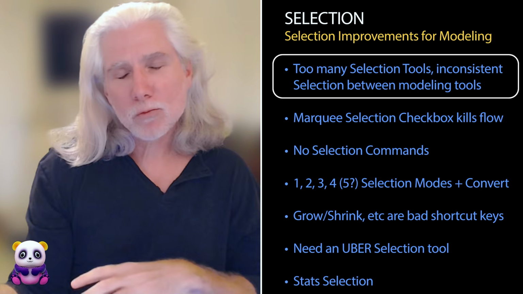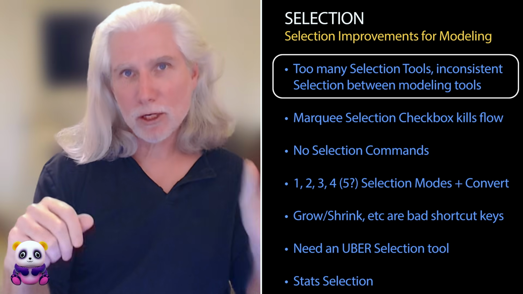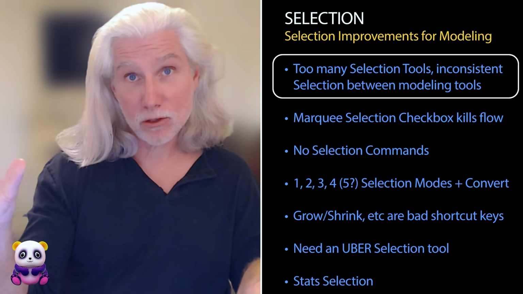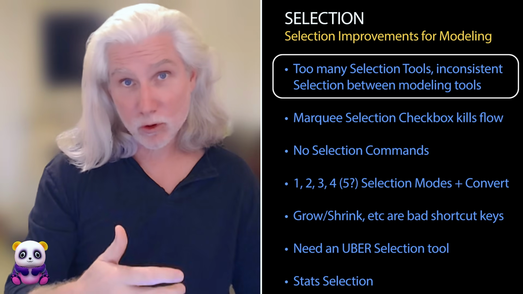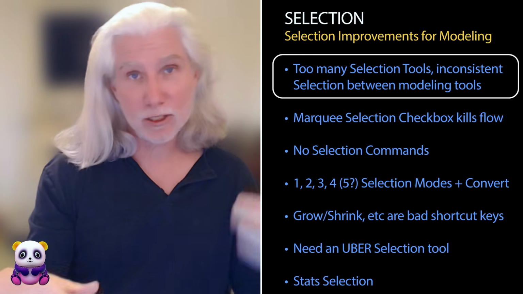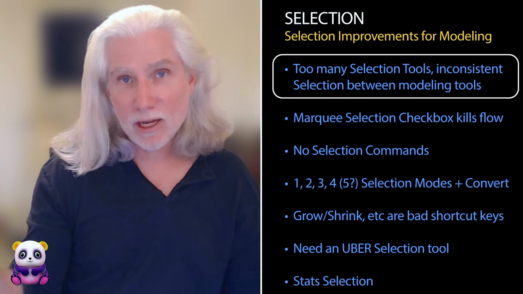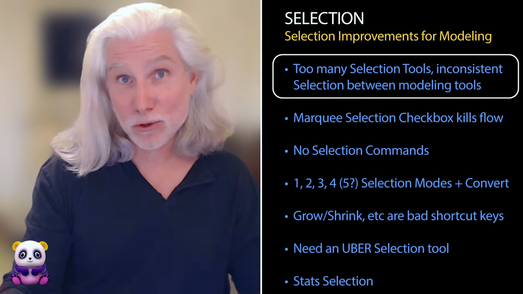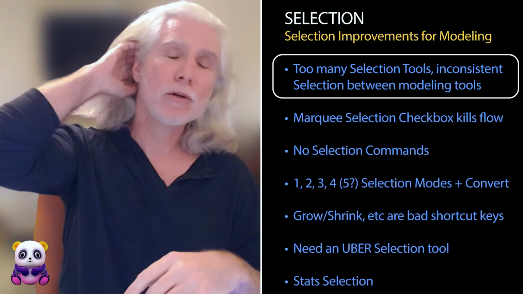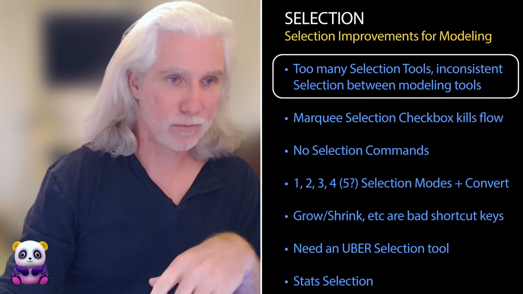Because the general workflow is using a keyboard shortcut to activate a modeling tool, pressing space to get to the last used selection tool, making a new selection, then activating a new modeling tool with a different keyboard shortcut, then doing your modeling operation, hitting space, getting back to that selection tool. If that selection tool covers all the bases, that's a good workflow. If that selection tool is broken up into 8 different selection tools, that's not a good workflow. So let's see what we can do here, and I'll do my best to explain this.